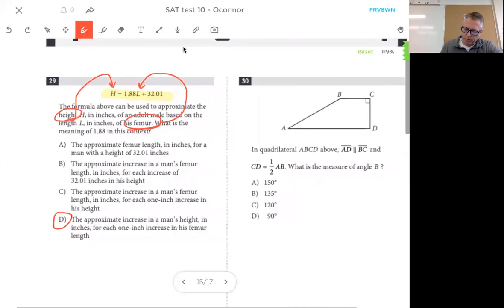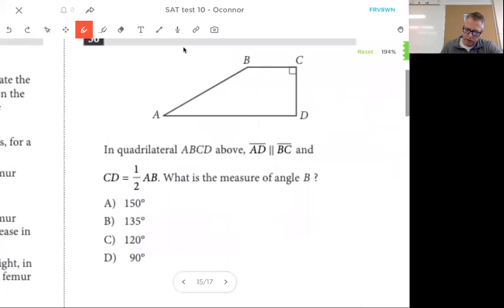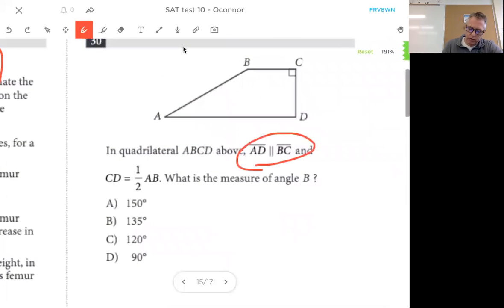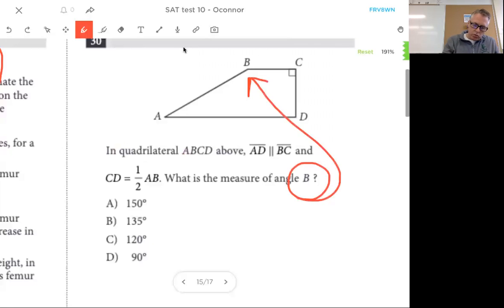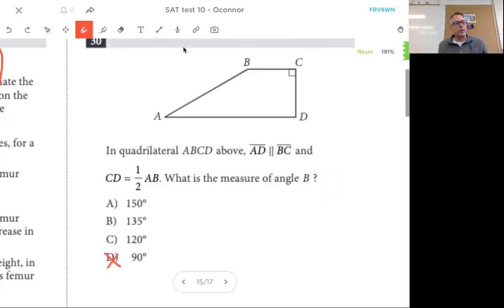All right, problem number 30. We have a quadrilateral, ABCD next to us, and it says that AD is parallel to BC, and so therefore it is a trapezoid. They could have just said it's a trapezoid, but we have to figure that out from the information. What we're trying to find is the measure of angle B. Well, looking at it, I'm going to say it's not 90.